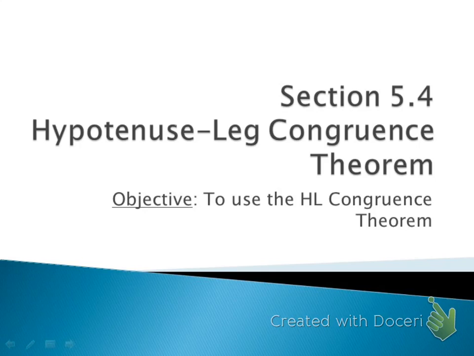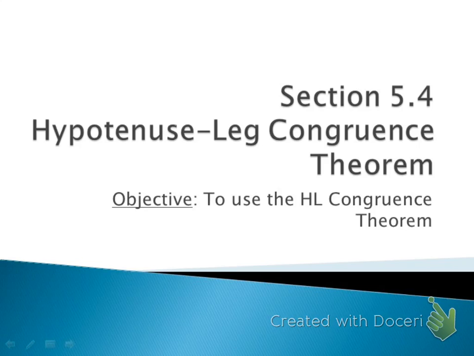Alright, today we're doing section 5.4. It's all about the hypotenuse leg congruence theorem, so your objective is just that, to use the HL. Hypotenuse leg is HL for short. So you're going to learn how to use the HL congruence theorem.